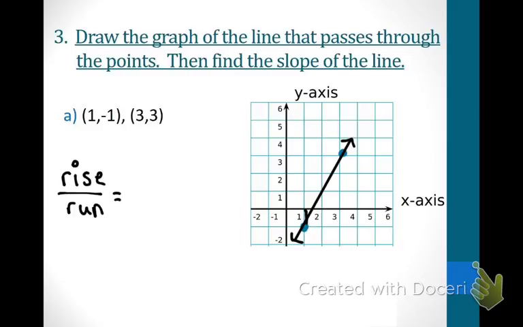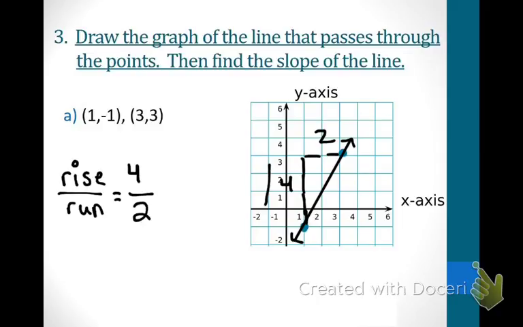One, keep going. 1, 2, 3, 4. Okay, so we went up 4, and then you've got to do the run. Is the run up and down or left and right? Left and right. So start from right here where you just were at and go which way, left or right? Right. Go to the right. How many? Two. Over two. Okay, so I went up four and I went over two.